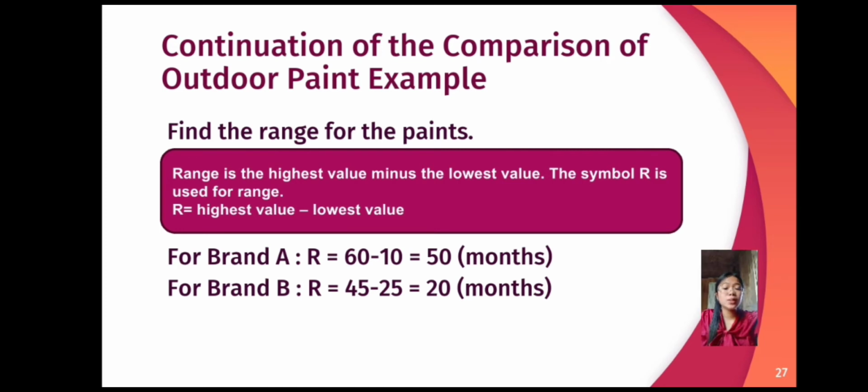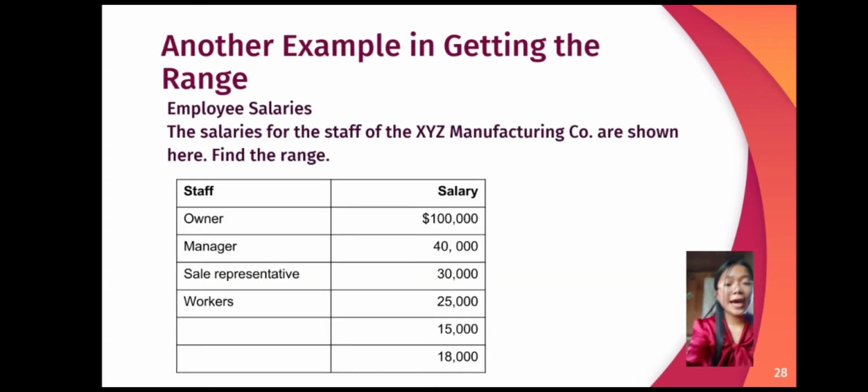For brand A, 50 months separate the largest data value from the smallest data value. For brand B, 20 months separate the largest data value from the smallest data value, which is less than 1/2 of brand A's range. So we have here another example for getting the range. Employee salaries. The salaries for the staff of the XYZ Manufacturing Corporation are shown here. Find the range.